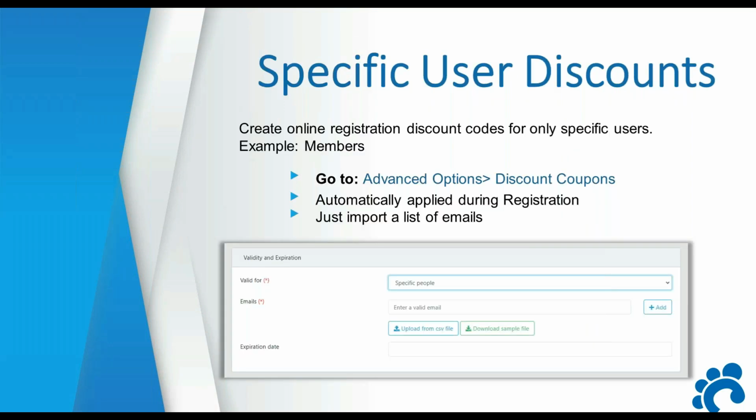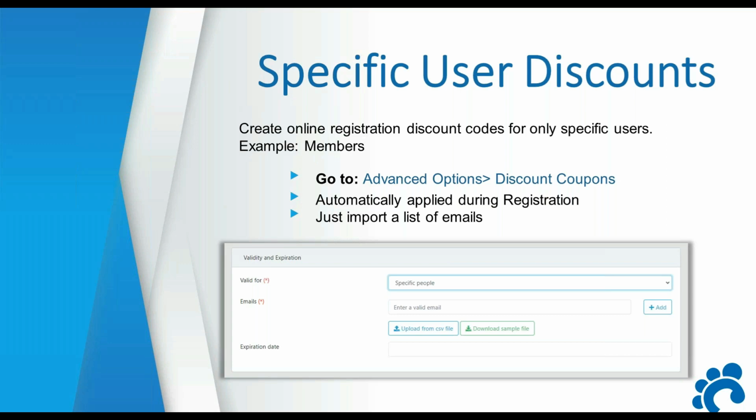We also added specific user discounts. This allows you to create online registration discount codes for specific users. The reason we added this is if you had a member versus a non-member rate, right? Instead of just sending a discount code to those members, you could apply the discount code to members that have certain emails. This could be used for any type of use, but that's probably the most common use for this particular feature. You can enter the emails of all of your members, and they're the only ones that will be able to use that member discount.